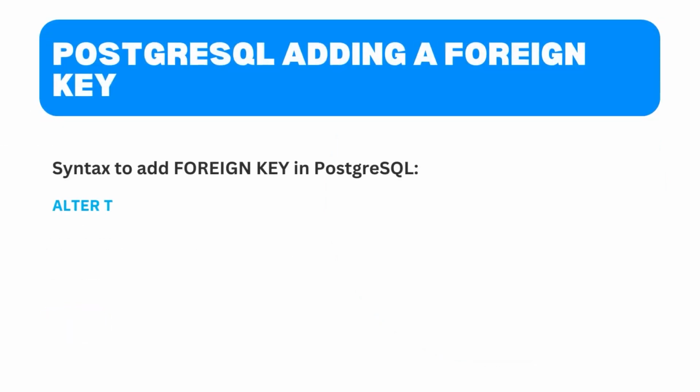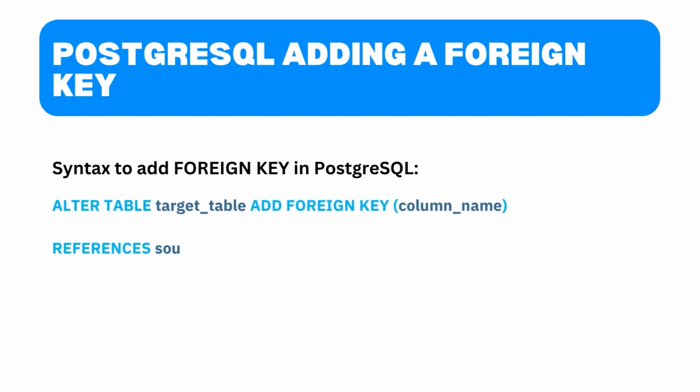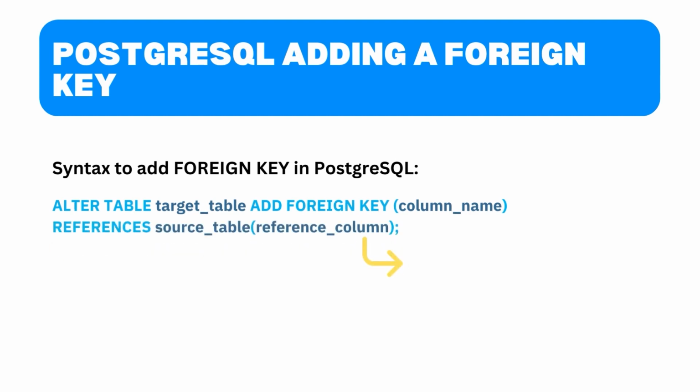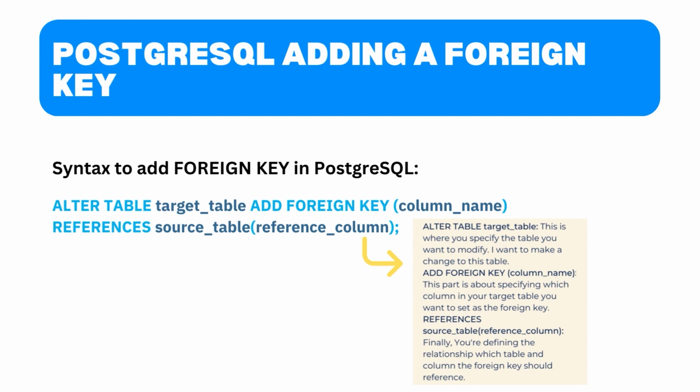Let's start by understanding the syntax. ALTER TABLE target_table ADD FOREIGN KEY (column_name) REFERENCES source_table (reference_column). Let's break this down. ALTER TABLE target_table. This tells PostgreSQL which table you want to modify. Referred to as the target table.